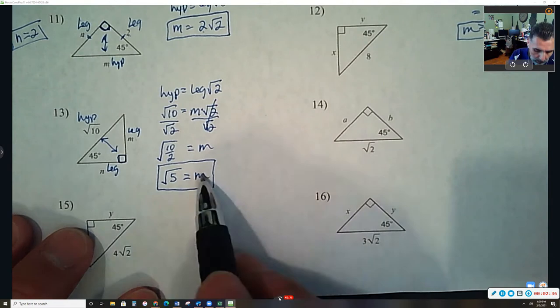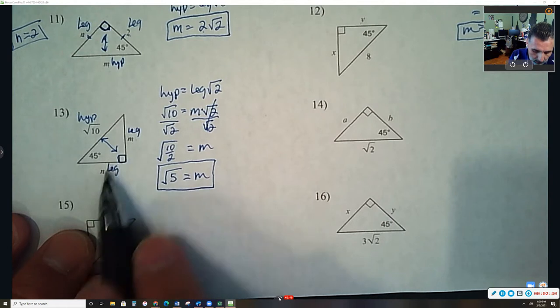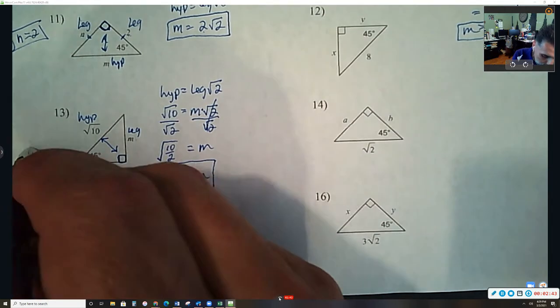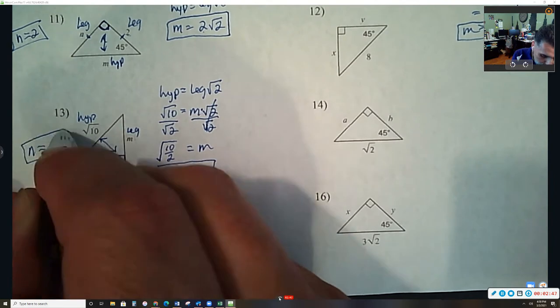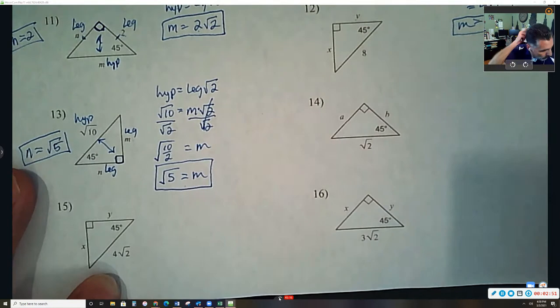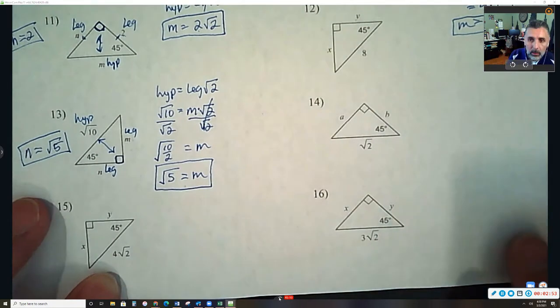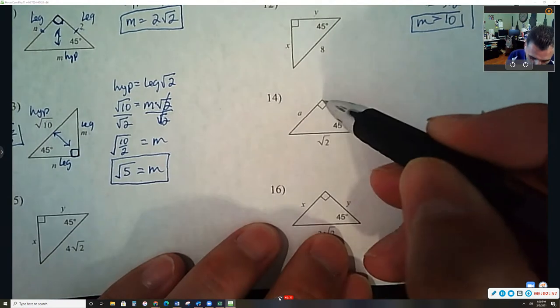And then n is the same thing, because, again, the legs are equal. Right? So then I'm just going to put n over here, only because I have more space over here. So these two are the same. Okay. So let's go to 14. I haven't forgot about 12, but 12 I might have to do last.